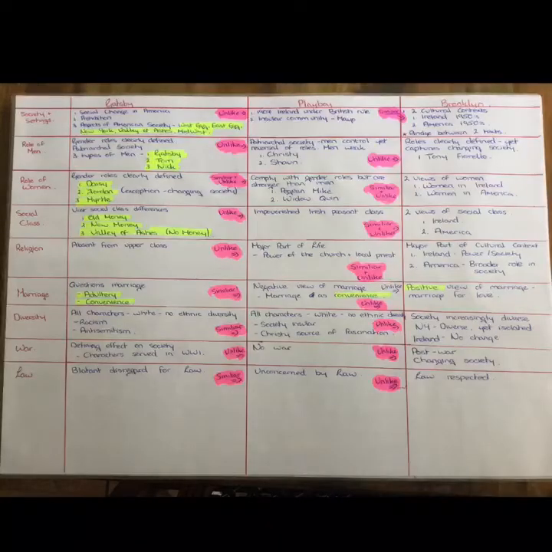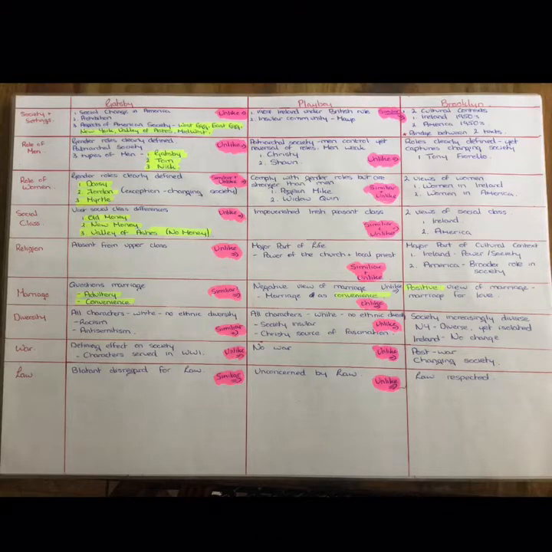Okay, first things first. This one is the baby mind map. This is an overall view of cultural context in each of the three texts. As you can see down the left hand side of the page, the topics we're covering are society and settings, role of men, role of women, social class, religion, marriage, diversity, war and law. Across the top of the page we've got The Great Gatsby in the first column, Playboy in the middle column, and Brooklyn in the end column.